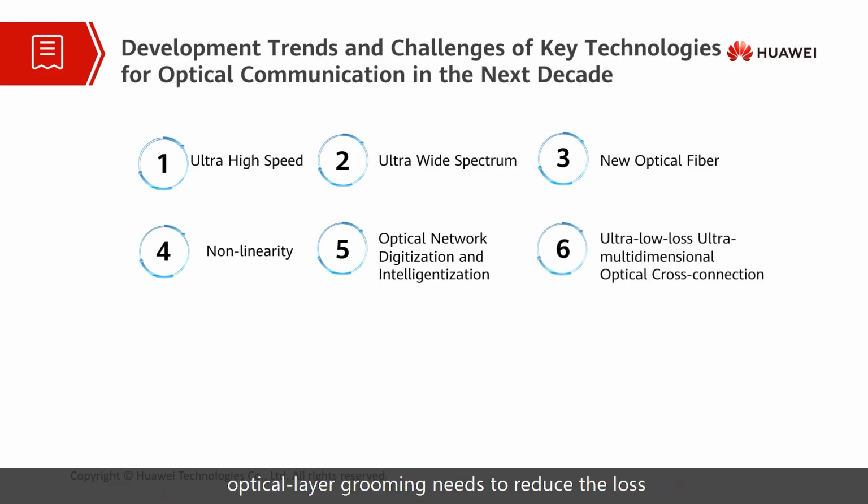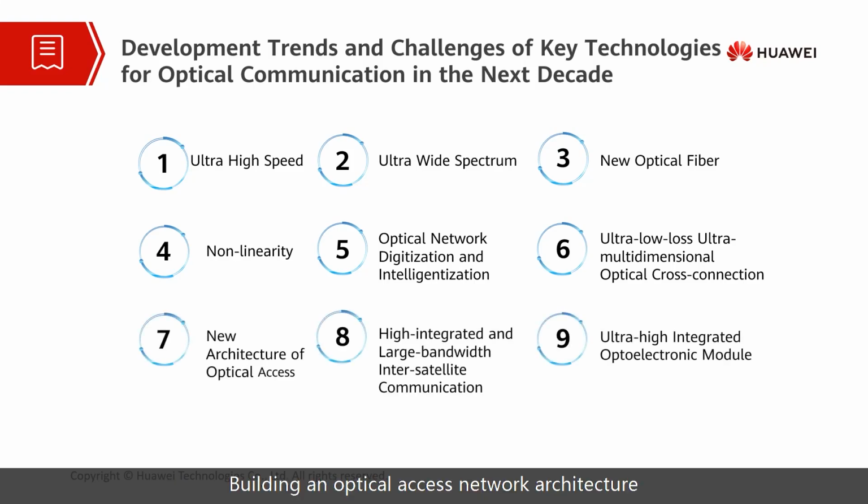Number 6, optical layer grooming needs to reduce the loss and improve the cross-connection dimensions to meet the requirements for ultra-large capacity grooming for a single node in the optical layer. Building an optical access network architecture to achieve high bandwidth is the 7th development trend. In addition, we also need to seek some breakthroughs in inter-satellite optical communication and optoelectronic module integration.